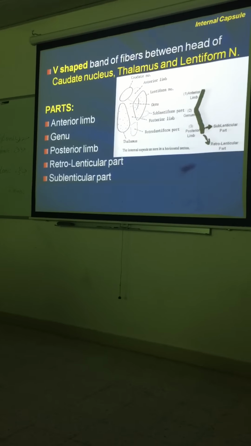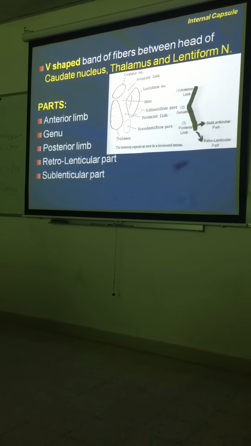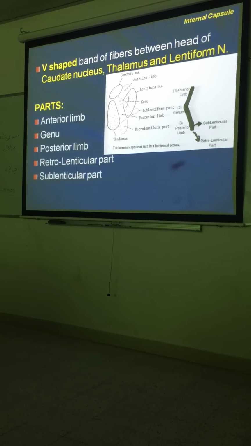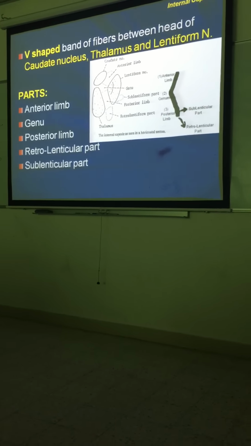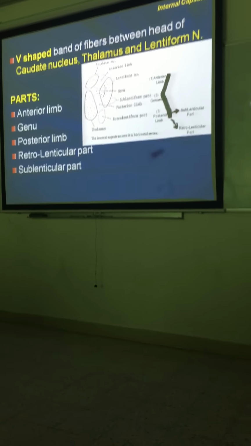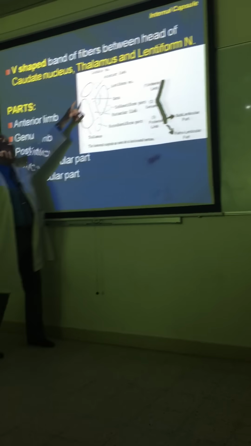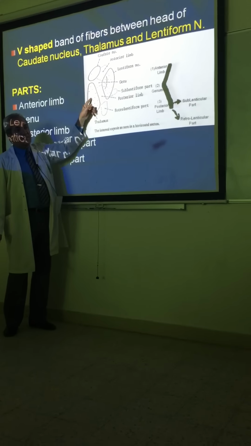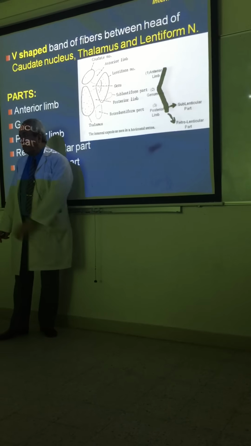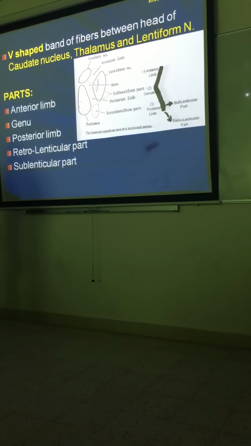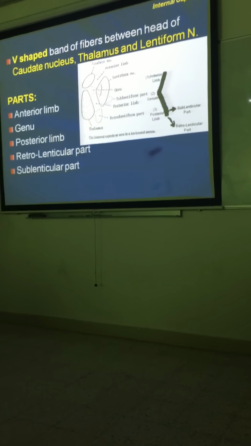You know what is internal capsule? It is a band of fibers. It is collected fibers. Okay? Where is it located? Where present? In the cerebrum, between the caudate nucleus, thalamus on the medial side, lentiform nucleus on the lateral side. Sometimes you should be clear about the location.